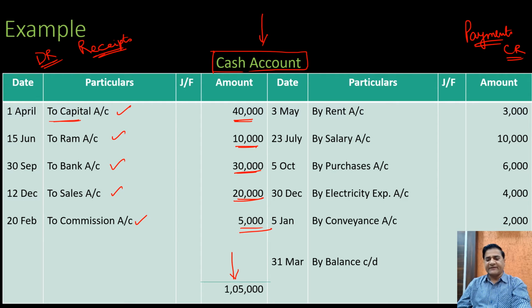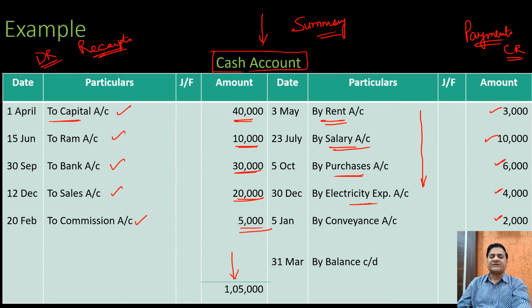On the right hand side, if I see the payment side, I say that due to rent, I have paid 3,000. Due to salary expenses, I have paid 10,000. I have purchased some goods worth 6,000 rupees. My electricity expenses were 4,000. My conveyance charges were 2,000. Which means on the right side, I record the payments. So I would say the cash account, or the ledger of cash account, is a place where I get a summarized form.